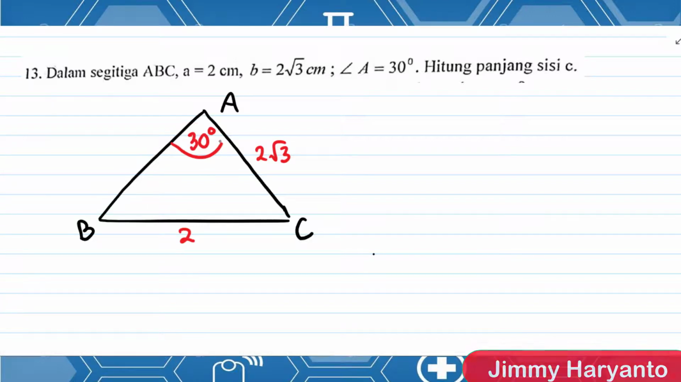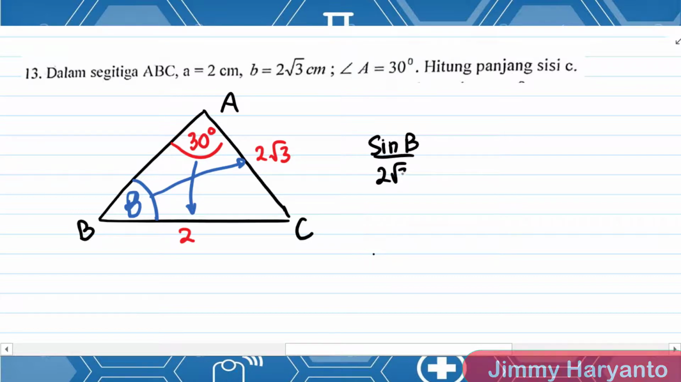To find the length of c, of course, we have to find the angle C. To find the angle C, we will use the sine rule, because this 2 is opposite 30, and this 2 square root of 3 is opposite the unknown angle. I will call this unknown angle B. So I have 2 angles right now. The sine rule is sine B over 2 square root of 3 equals sine 30 over 2.